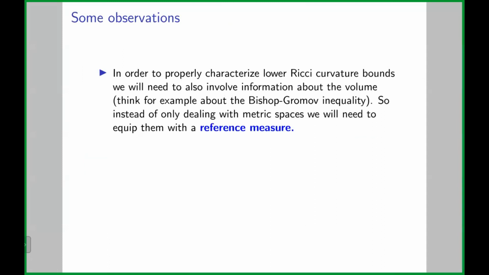So before I continue, I would like to make a couple of observations. First one, just as Chiara mentioned in the talk before, in order to properly characterize lower Ricci curvature bounds, one needs to involve more information. So we require the volume, for example. And so instead of only dealing with metric spaces, we'll need to equip them with a reference measure. The typical example is you have a Riemannian manifold with the distance induced by a Riemannian metric and the volume with some density. But some other things can appear.